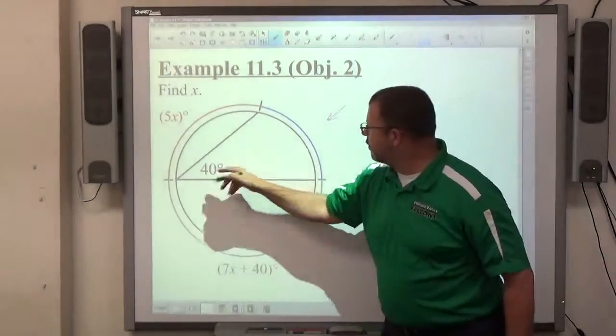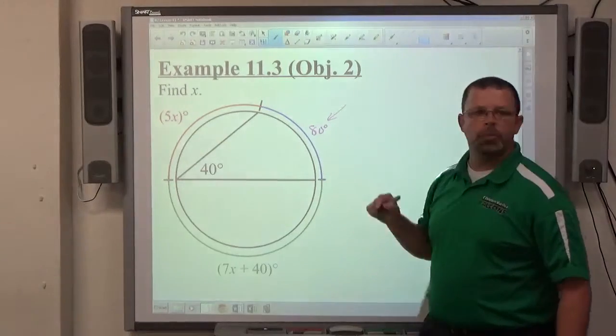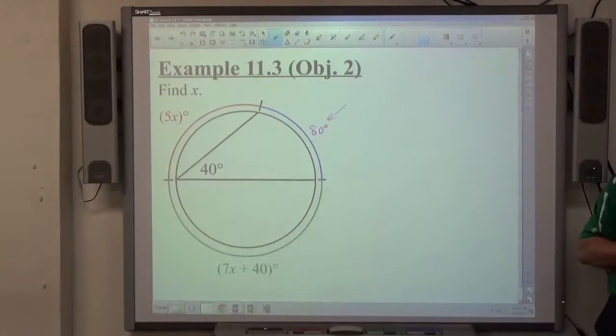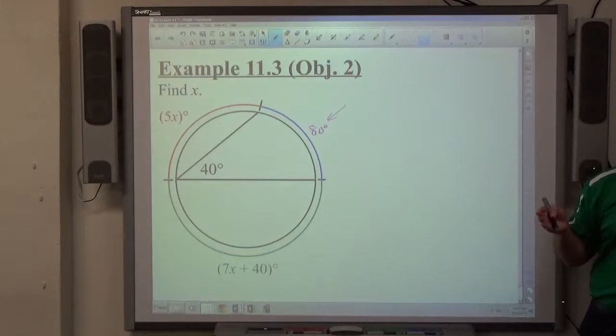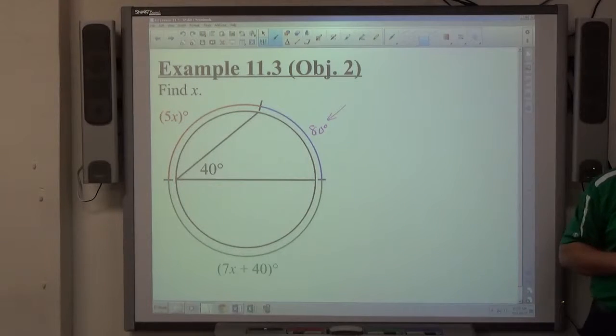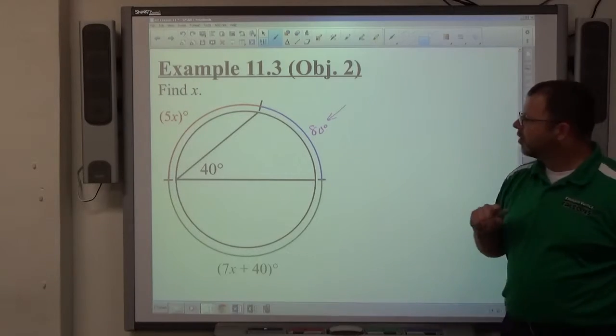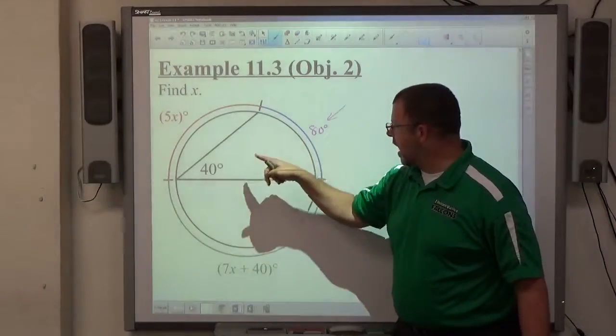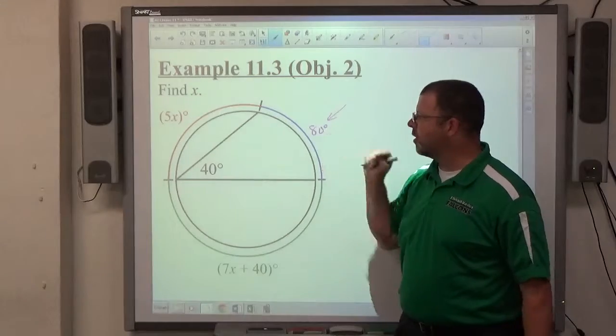But if that's 40, that's 80, that's pretty easy, and it wouldn't be very difficult for me to mark up my paper with that information. Anytime you look at a figure, you can fill something else in that figure, give yourself more information to work with. It's probably beneficial. So it would be worth doing. So again, inscribed angle, it's half the measure, so 40 times 2 is 80. That's how big the arc is.